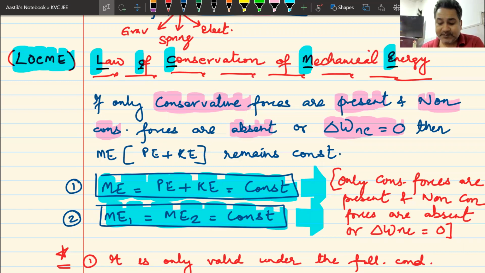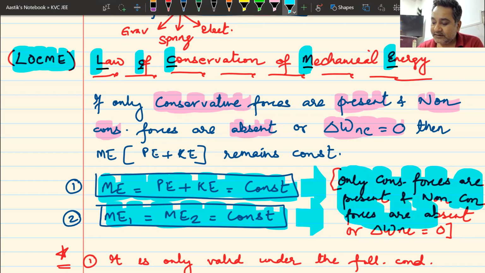Now, this mechanical energy basically consists of the sum of kinetic energy and potential energy. Potential energy can be electrostatic potential energy, gravitational potential energy, or spring potential energy. Kinetic energy is due to the motion of the body, half mv square. So this law simply states that the mechanical energy of a body remains constant, but strictly under the condition that only conservative forces are present and non-conservative forces are absent. If they are present, their work done has to be equal to 0.